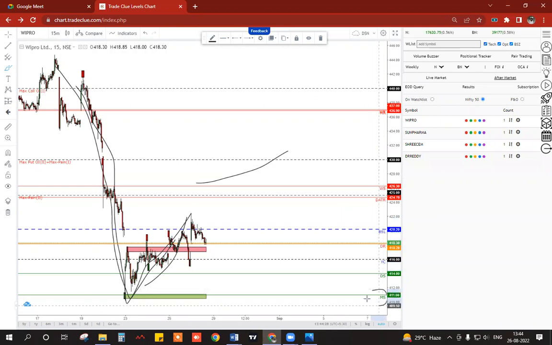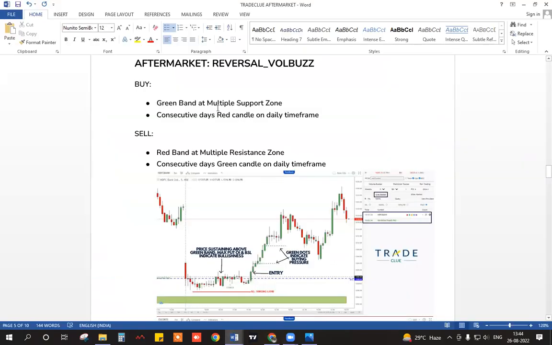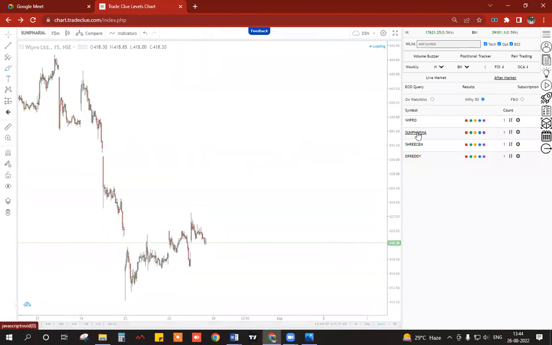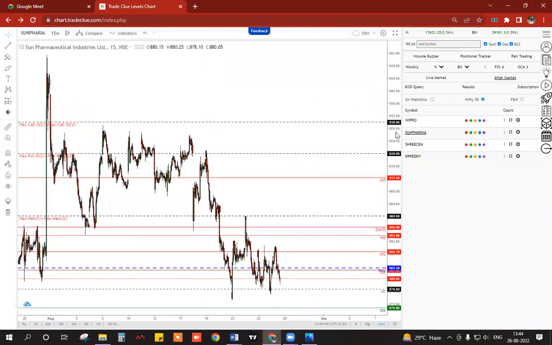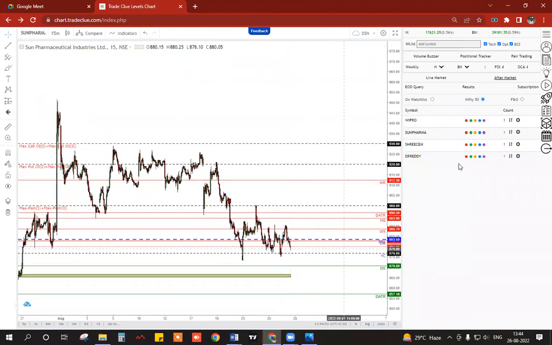Now see, as I added technical levels, there was a monthly support. As I said, green band at multiple support zone. That is, if there is a support zone with a green band, it is a good opportunity to buy, or those stocks are more likely to perform, or at least it will give you a quick bounce in your favor basically. So we'll just go through such stocks which have bands in them. So this is one, Sun Pharma. This is yet to reach our band scenario.